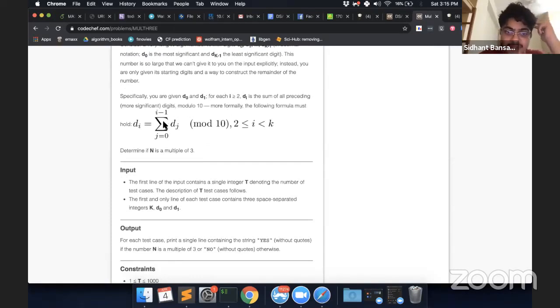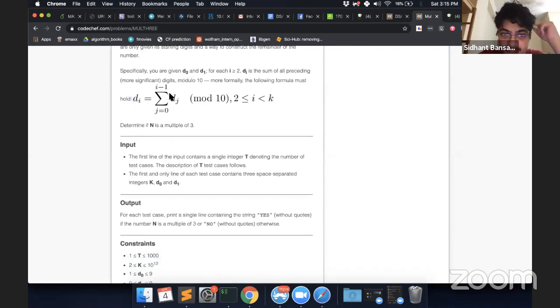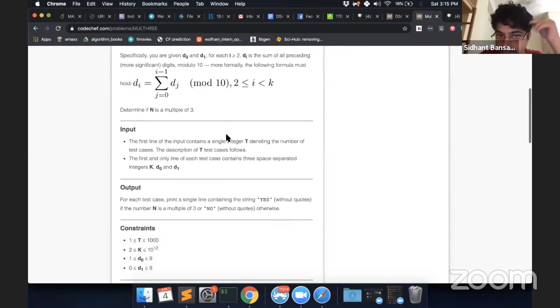The formula is quite simple. It's basically take the sum of all the preceding digits. So Di is the sum of all the preceding digits, that is, the digits that came before the ith digit, and you take it modulo 10. Because it's a digit, it can't be like 15 or 37. It has to be a number between 0 and 9. So you take it modulo 10. Formally, you can write that Di is basically this thing, right?